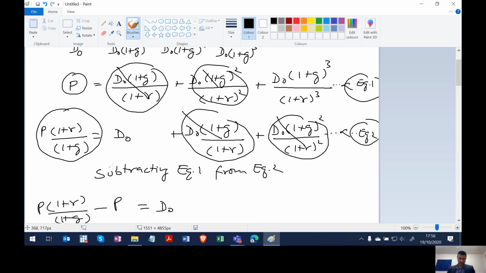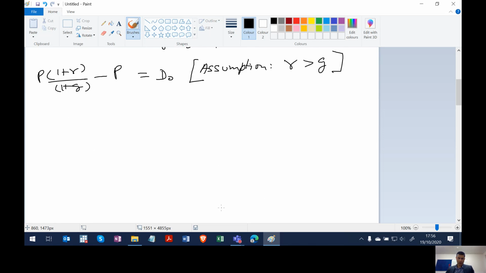And when we subtract 1 from 2, this is what remains, ignoring the last term because that's very close to zero. So the explicit assumption we're making here is that the required rate of return is greater than the growth rate. That's the explicit assumption here. So let us shuffle this around.